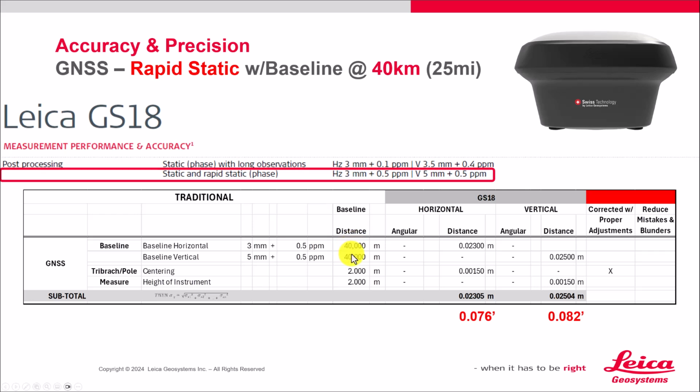So if we add those up, we've got this baseline error, we've got a tribrach and pole error, depending on which one we're using, and then we have a measurement of the height of the instrument. So again, we're using 40 kilometers. We've got our baseline distance errors in here for the vectors. And if you calculate all this out, you end up with 0.02305 meters, 0.02504, or 0.08 pretty much feet, and then similar on the vertical.